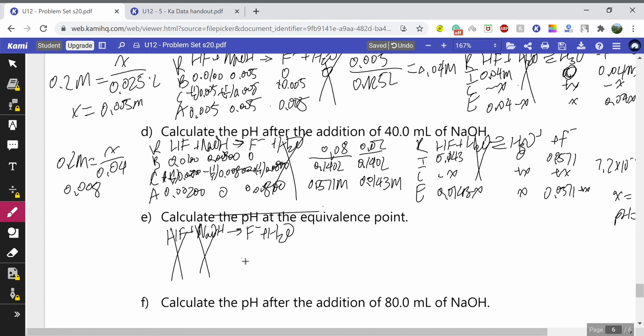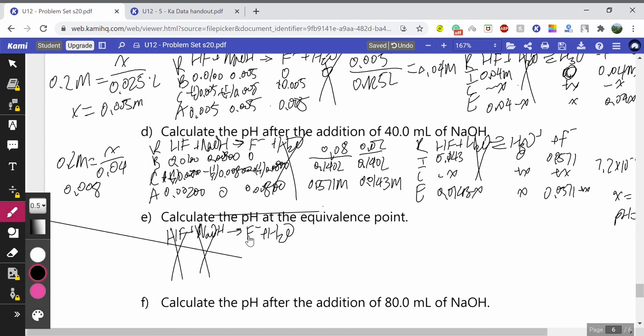Now this will form another reaction, because there is no more of this left. That reaction is F minus plus H2O forming HF plus OH minus. Now let me write it on the side.